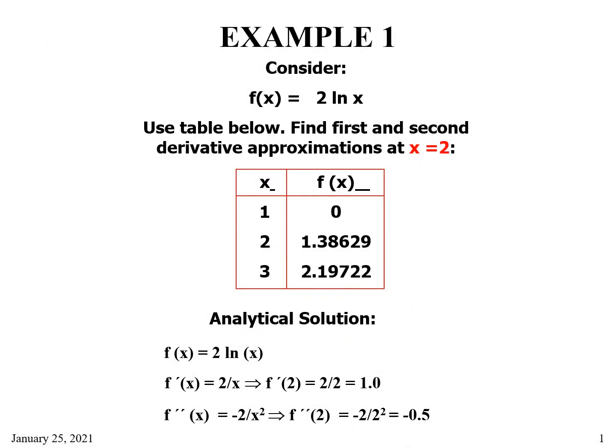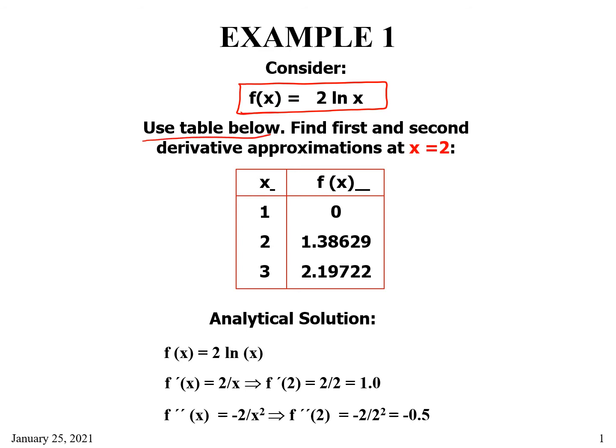Now we will move on to solve a simple problem using the finite differences we've learned so far. We've learned four finite differences so far: backward, forward, central first order differences, and the second order difference, which is a central difference. Good. So this is the equation we're going to solve. F of x is 2 ln x, that's your function.